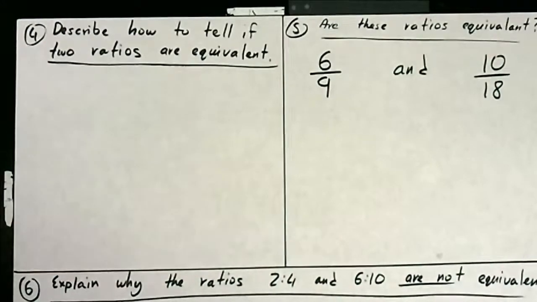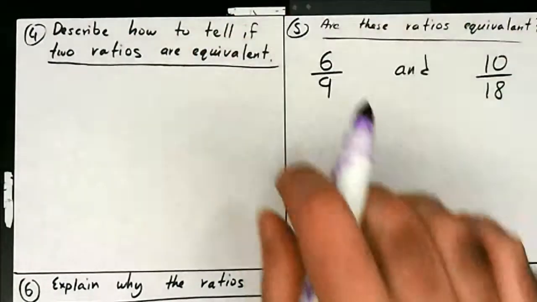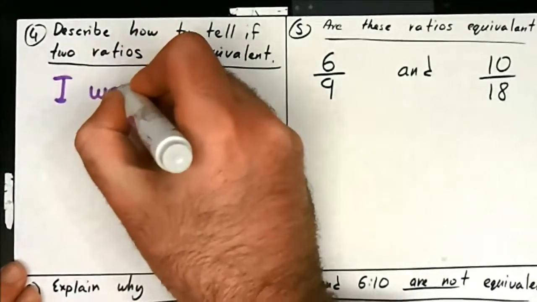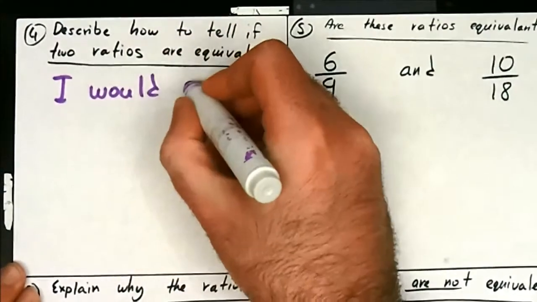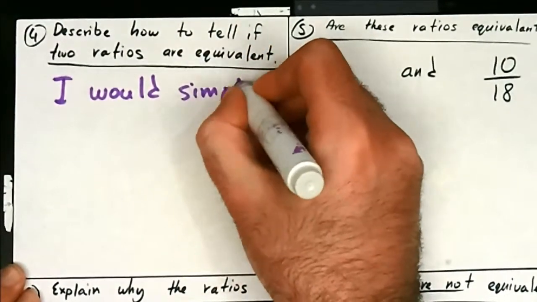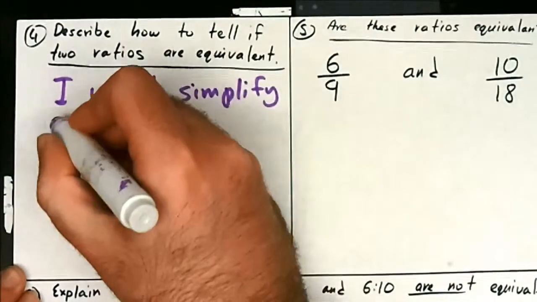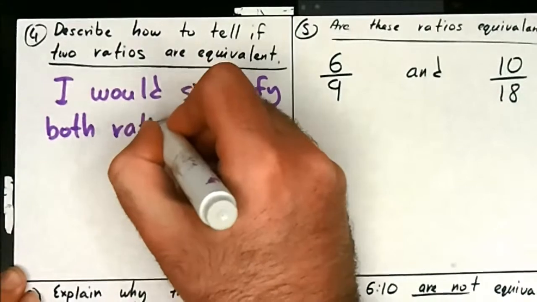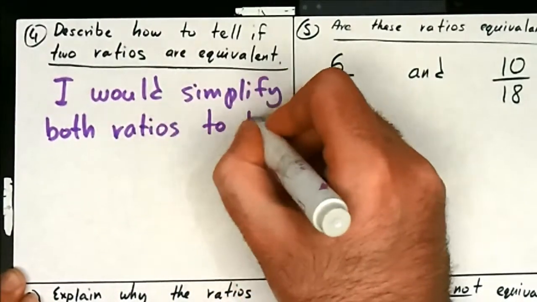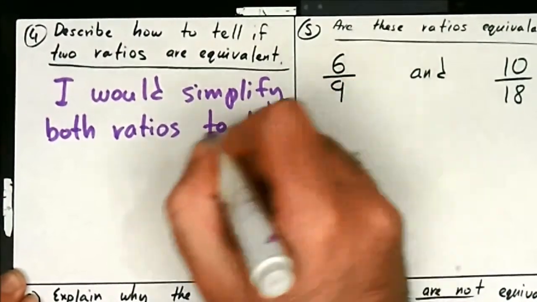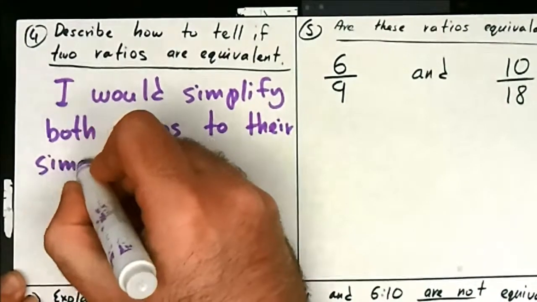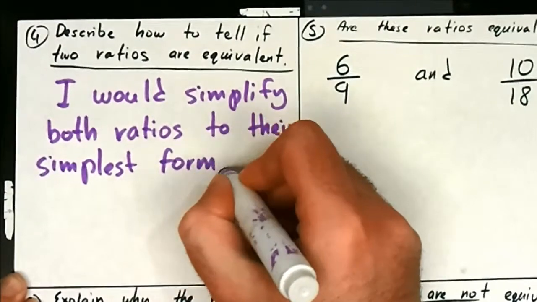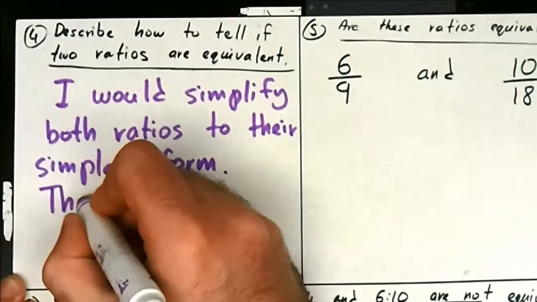If I have 2 ratios and I'm trying to find out if they're equivalent, I would simplify both ratios to their simplest form. Then compare them.